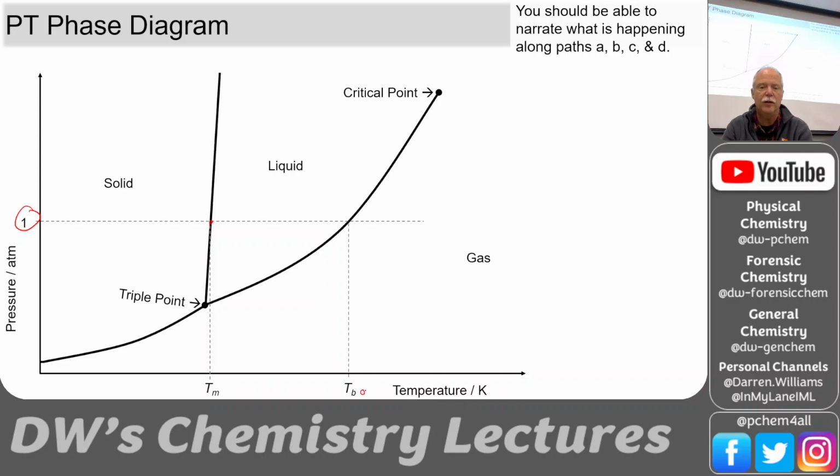TB is T boiling, TM is melting. Okay. Now always, whenever you're starting any kind of these phase diagrams, you get a graph on the exam or you pull up one in the book or the internet, always go to the axes first to see what you're dealing with. So you look at the vertical axis, you got pressure. You look at the horizontal axis, you got temperature. And now you got to figure out where the regions are.